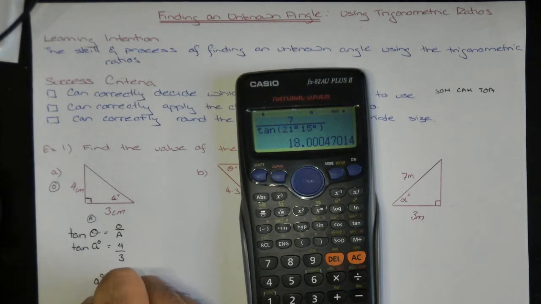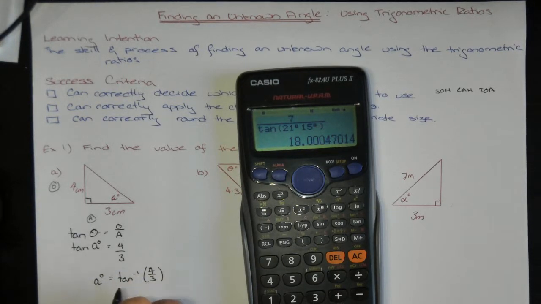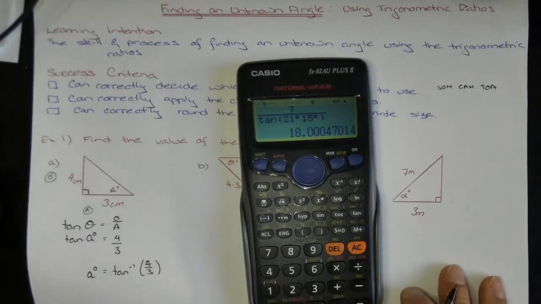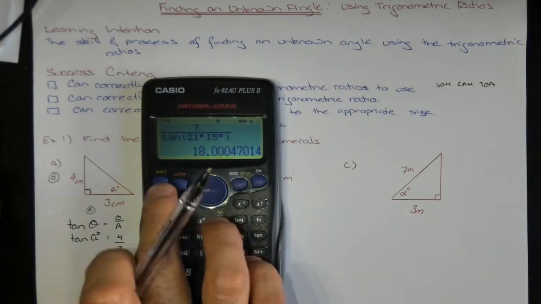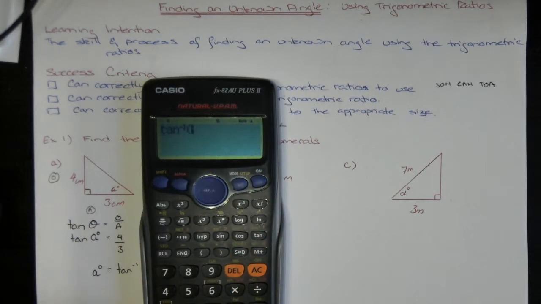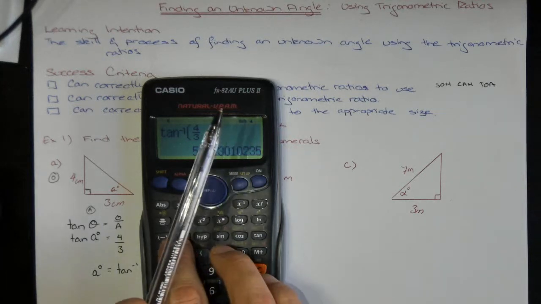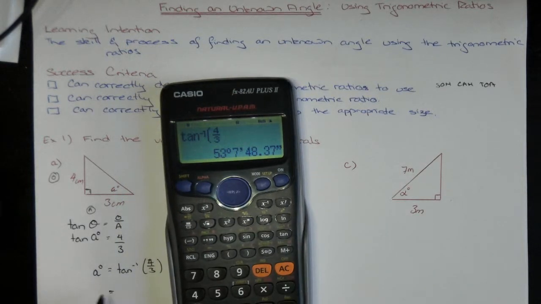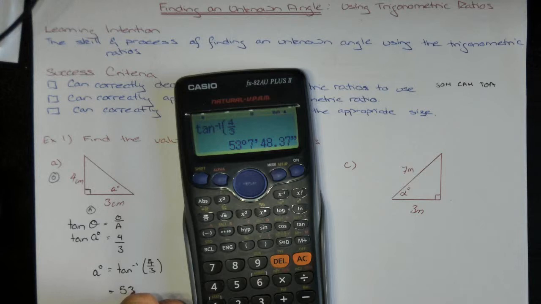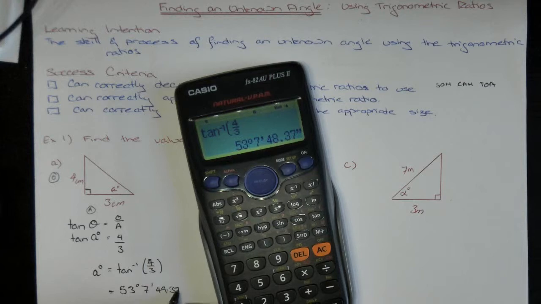So what I do is I write it as tan to the inverse, so -1, 4 over 3. And on my calculator I press Shift tan and then type in the fraction, 4 over 3. And then I must press this degrees, minutes and seconds button, because I want it in degrees. So A is worth 53 degrees, 7 minutes, and 49.37 seconds.